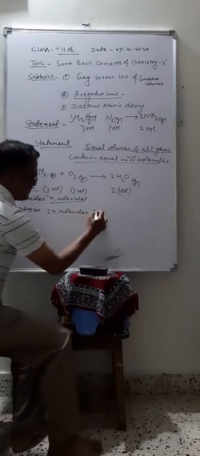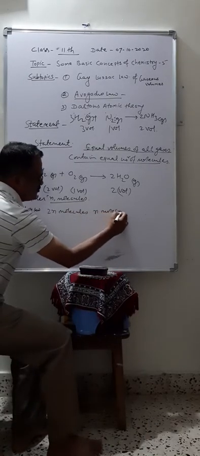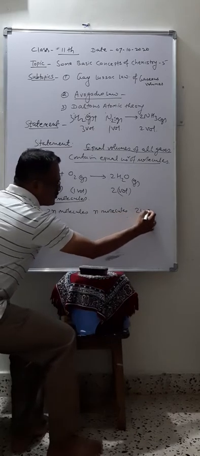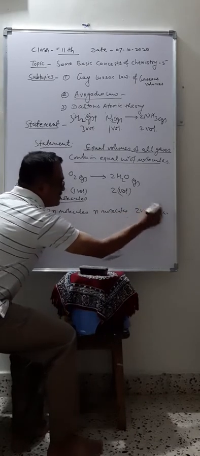Hydrogen gas combines with n molecules of oxygen gas to produce 2n molecules of water vapor.